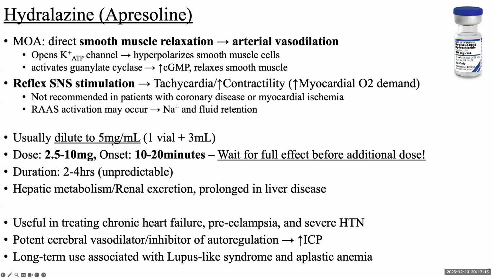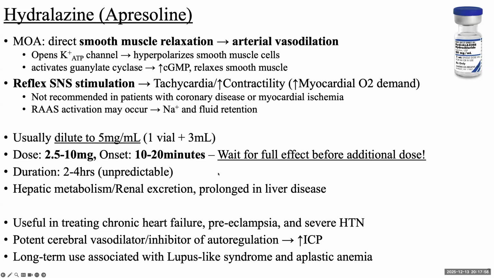Now, a key thing about hydralazine is the onset is slow. It takes about 10 to 20 minutes. So it's best practice to wait for the full effect before you start to throw on an additional dose. And the reason why you want to be so judicious with using it is because the duration is quite long. It can be up to 2 to 4 hours, so it's unpredictable, in other words. And so you're making this long commitment to vasodilation, right? So definitely do not be aggressive with the dosing. Be patient with it, because if you overshoot it, you're stuck with that for several hours, right?